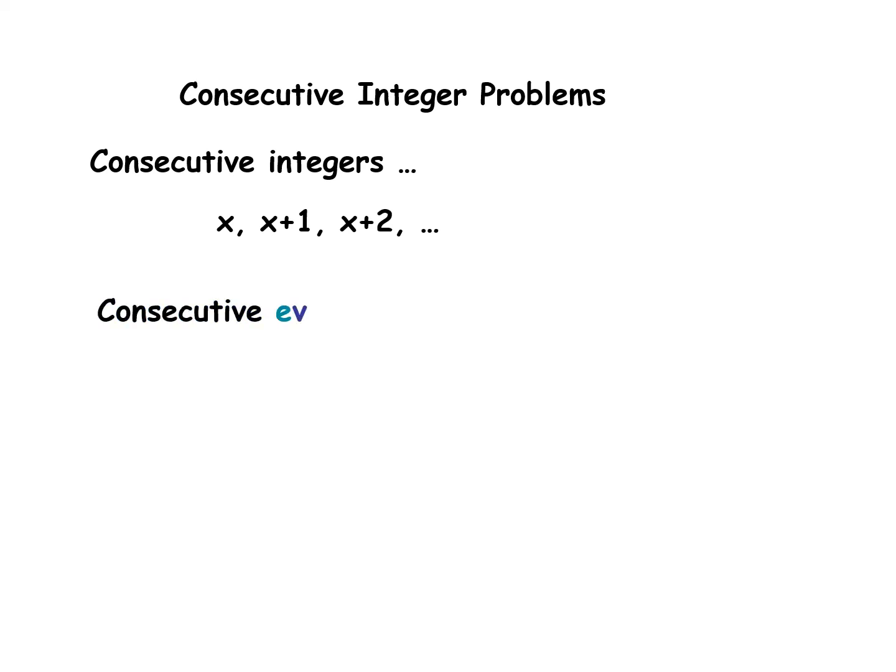Consecutive integer problem. So consecutive integers are like 1, 2, 3, 4, one right after another. So I can use them saying it's x, x plus 1, x plus 2, and so forth. For instance, if x was 3, the next number would be 3 plus 1 or 4, and then the next number would be 3 plus 2 or 5, and so on and so forth. If I have consecutive even numbers, it would be x, x plus 2, x plus 4. So if I picked any even number, 4, I would have to add 2 to get to the next even number, or add 4 from the original number to get to the next even number, and so forth.